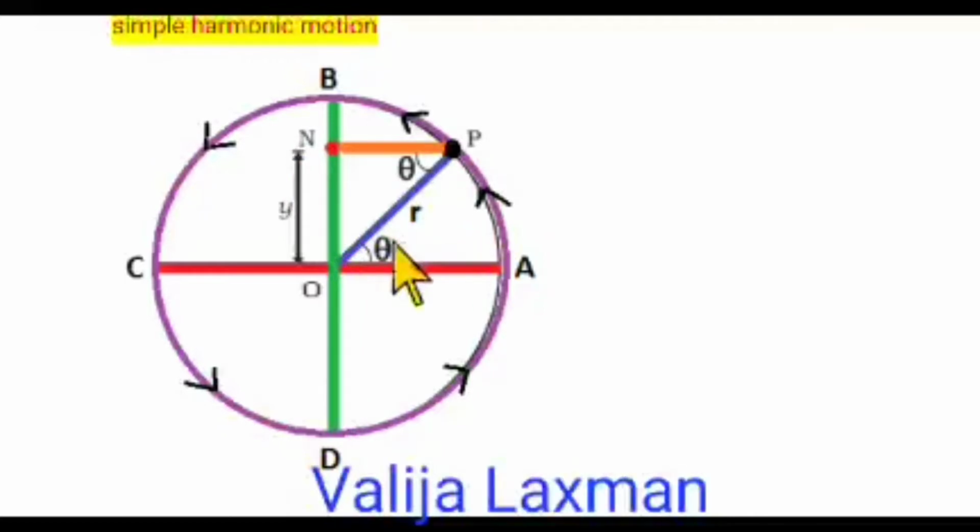Now assume that the angular displacement of the particle is theta. It is equal to omega t, because angular displacement is equal to angular velocity into time. If this is angle theta, this also will be equal to angle theta, because they are alternate angles. Now observe this triangle OPN, which is a right angle triangle, and the distance from point O to point N is called displacement. Remember, displacement is always measured from the center of the circle. The center of the circle is also called the mean position. So the distance from O to N is called displacement.